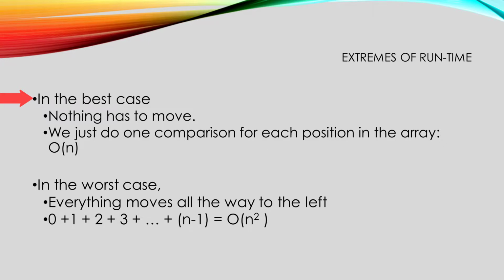Each element of the array gets compared to its neighbor, and we realize that it doesn't have to move, so we go on to the next. That means that it will do big O of n comparisons and no swaps.